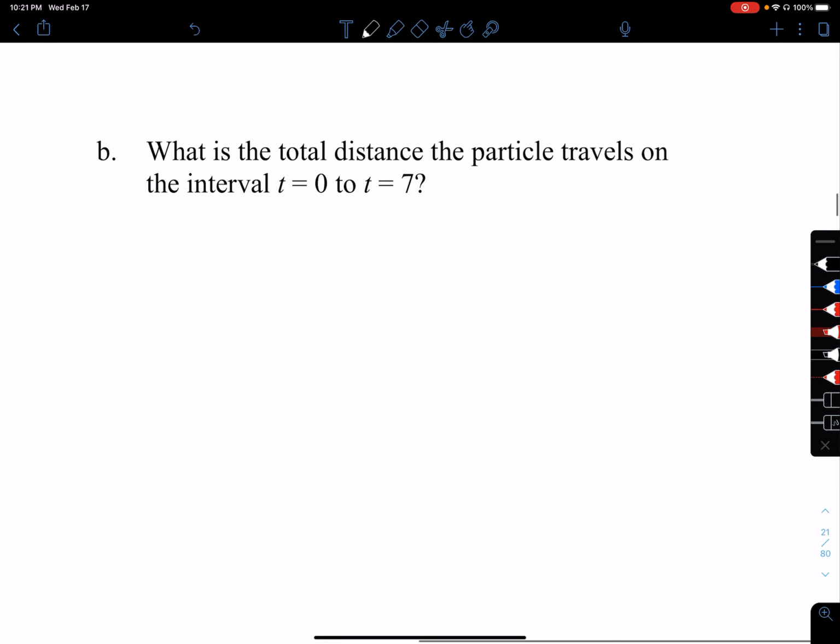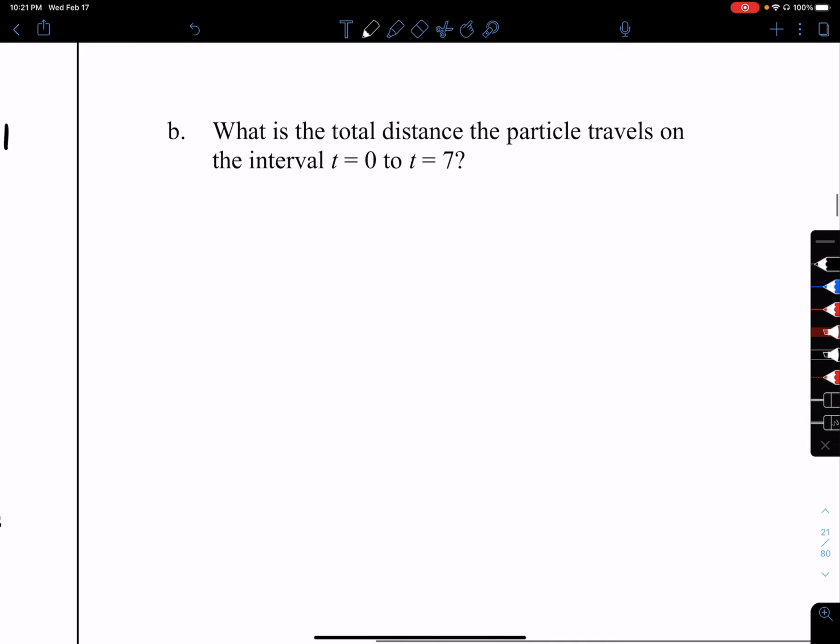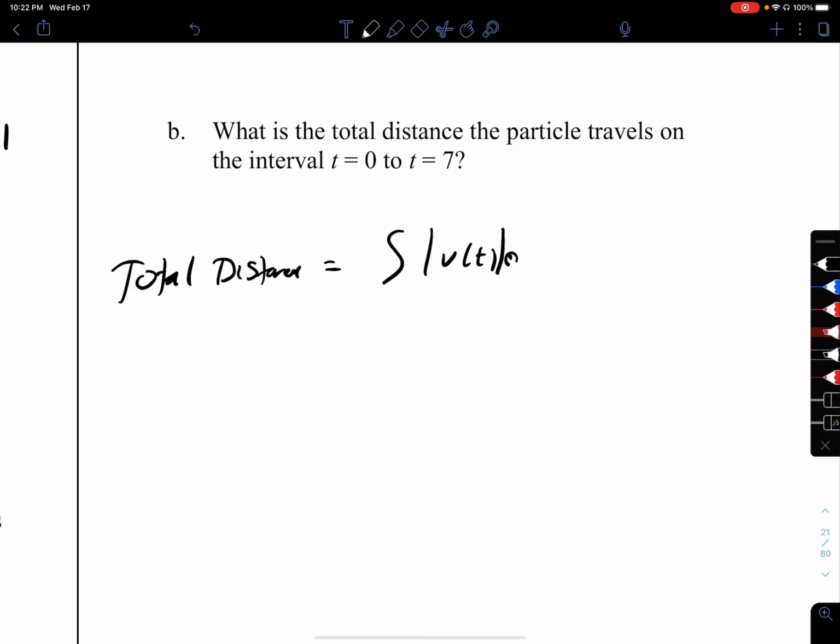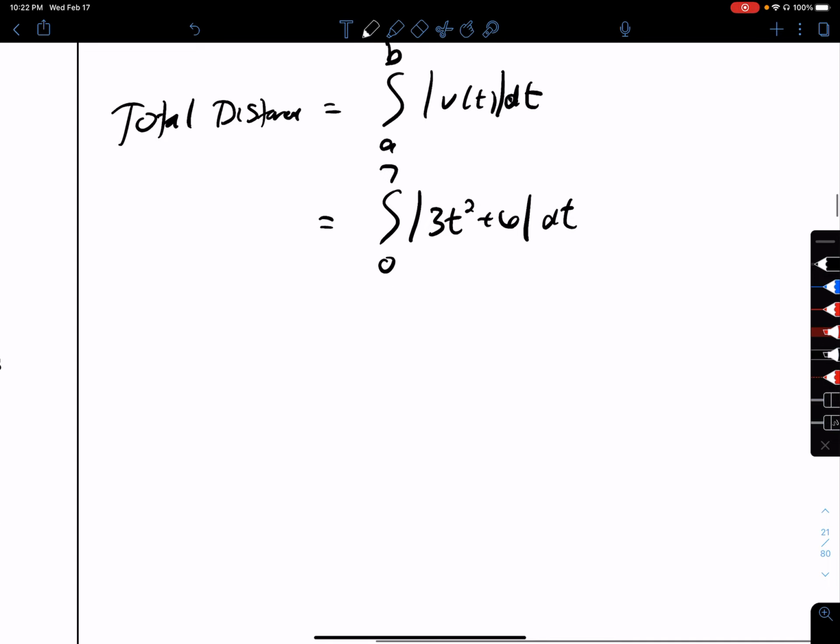B, what's the total distance the particle travels from the interval from 0 to 7? Total distance is equal to the integral of the absolute value of the velocity function from whatever a and b are. Well, in this case, a and b are 0 and 7. The velocity function is 3t squared plus 6. Now, how do you integrate an absolute value? You integrate it as if the absolute value wasn't there. So this is going to be t cubed plus 6t evaluated from 0 to 7.